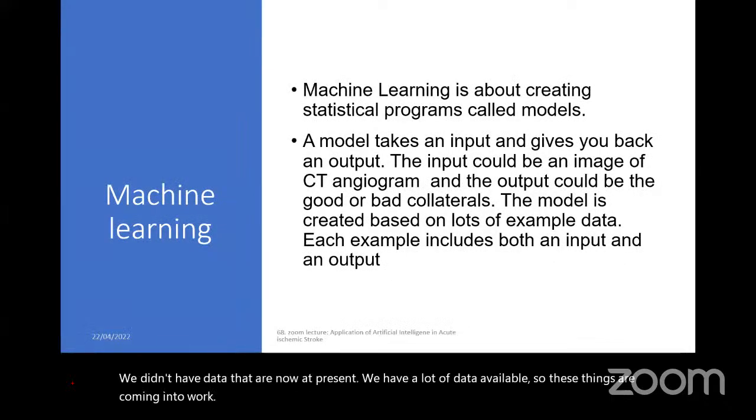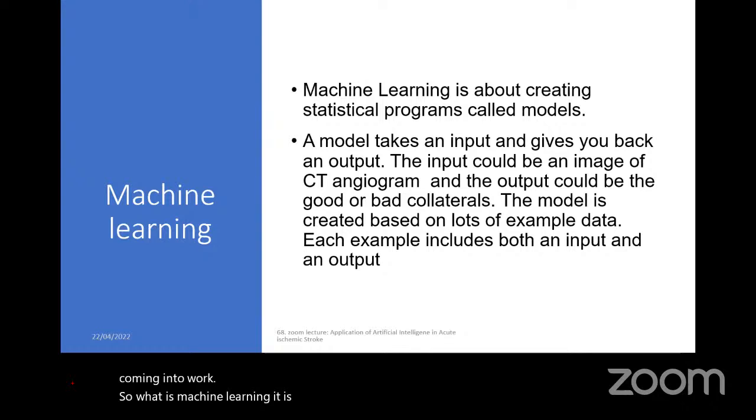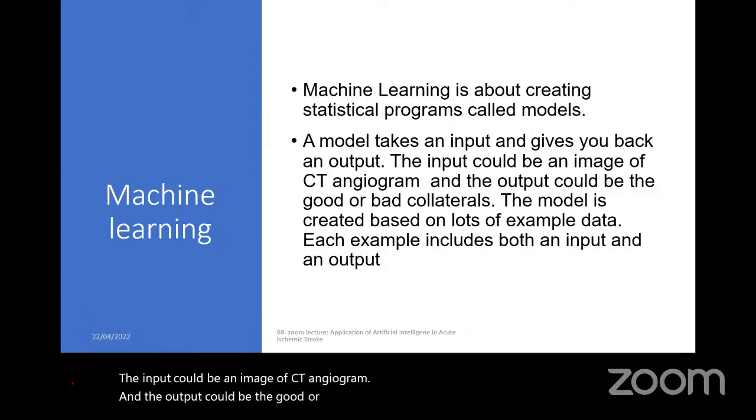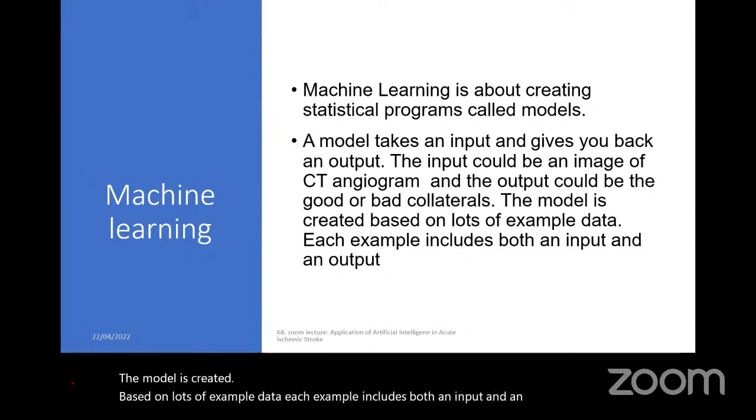So what is machine learning? It is about creating statistical programs called models. A model takes an input and gives you back an output. The input could be an image of a CT angiogram, and the output could be good or bad collaterals. The model is created based on lots of example data. Each example includes both an input and an output. This is the basic essence.